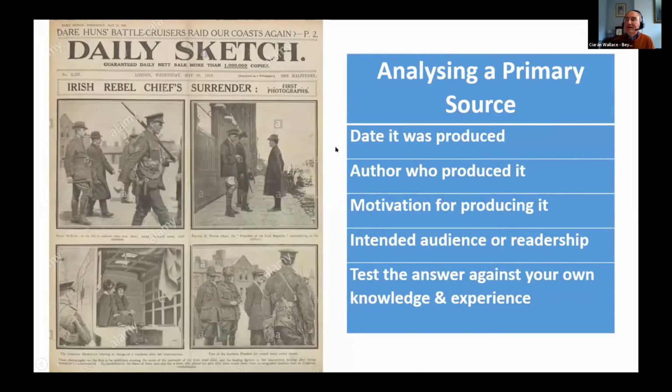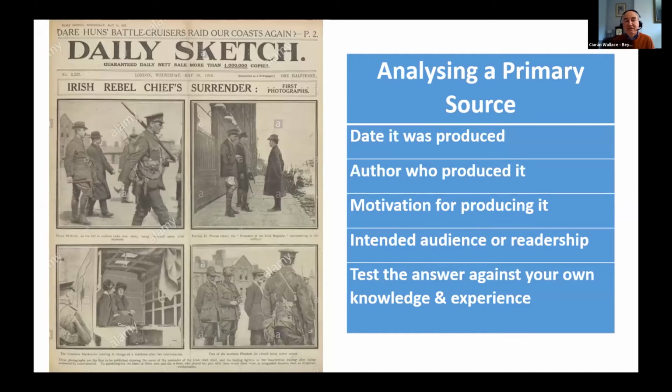So here we have the Daily Sketch. This is an English-produced tabloid pictorial newspaper from 1916, a couple of days after the end of the Irish 1916 Rising. And you can see here it has pictures on the front page, and it's all pictures mainly throughout, of the surrender at the end of the Rising in 1916. You see a picture there of Patrick Pearse, the guy in the top right-hand image, and he's surrendering to two British officers in front of Tesco on Parnell Street, as it is today for people who know Dublin.